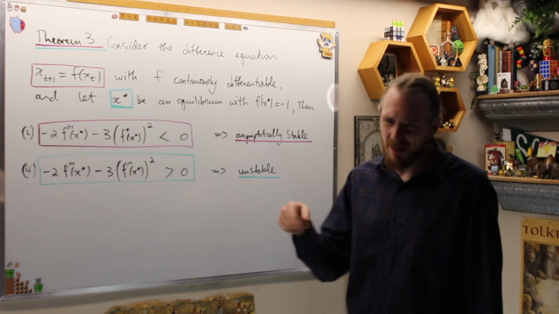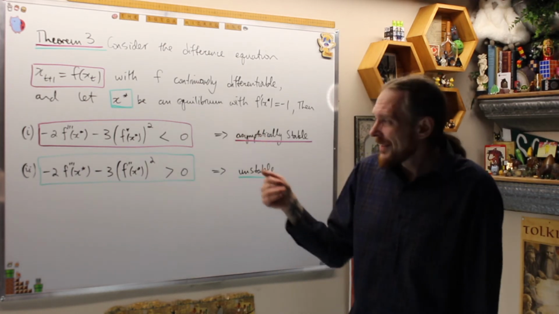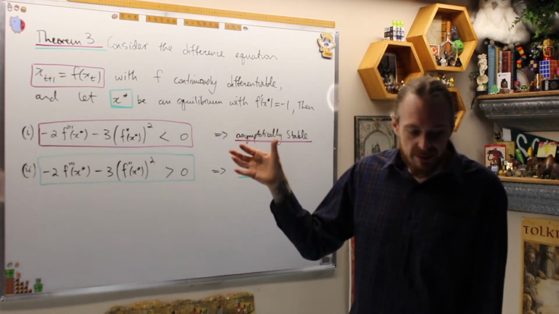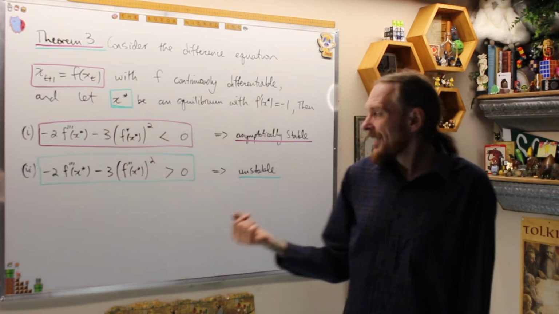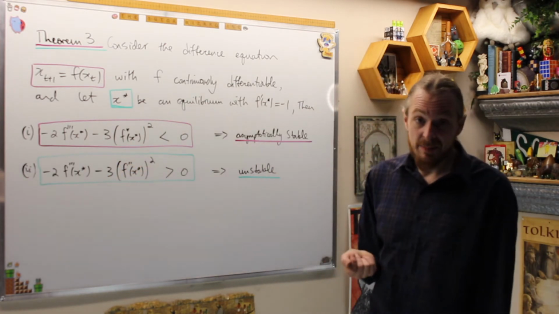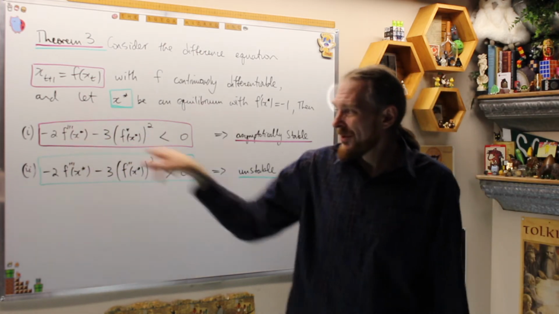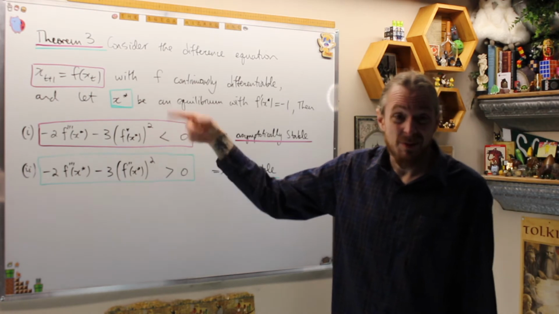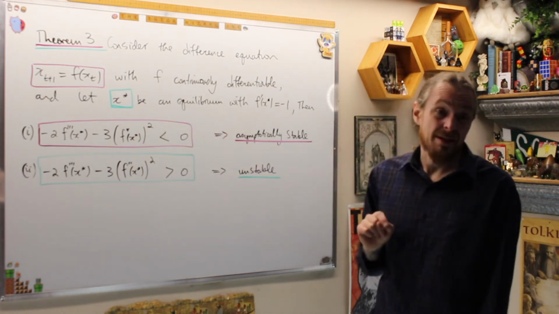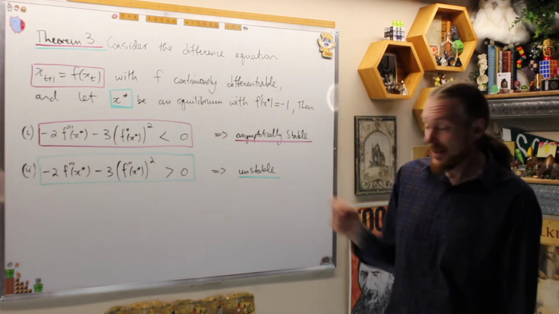We can ponder, and I will pin a PDF with the proof of these types of things, but for now, we want to be able to calculate the first, second, and third derivatives, compute these things, and then determine whether we have stability or instability. So if this horrible thing, negative 2 times the third derivative at the point, minus 3 times the second derivative squared, is negative, we get asymptotic stability. And if that horrible mess is positive, we get unstable.